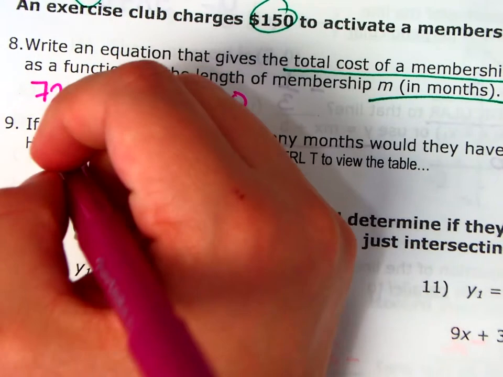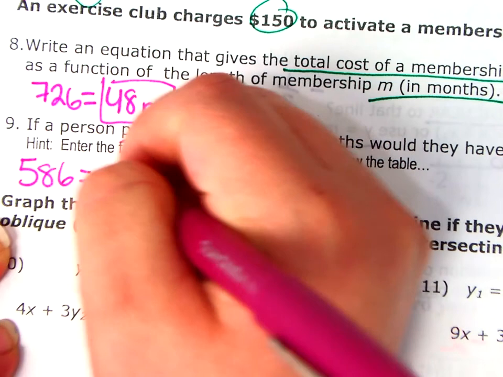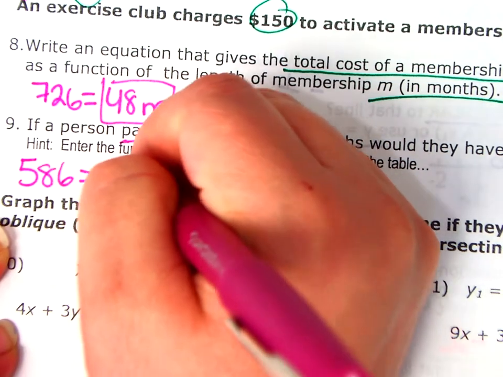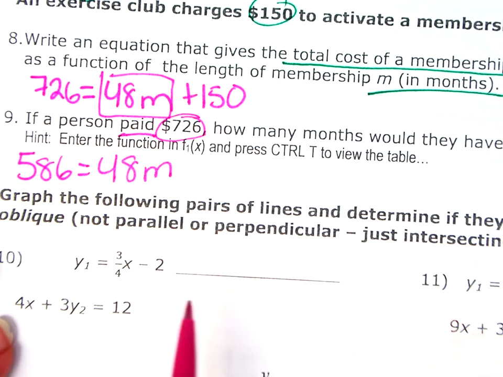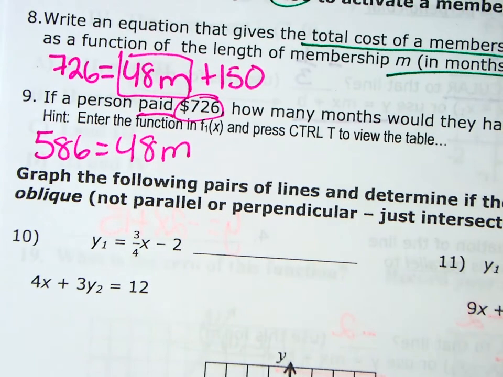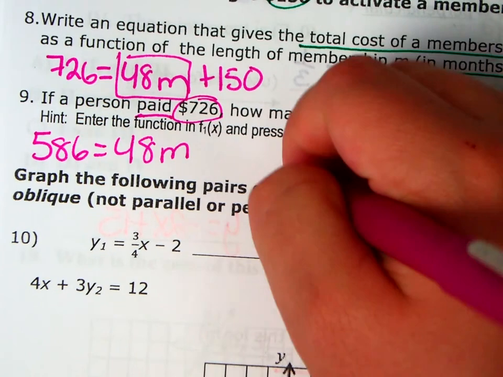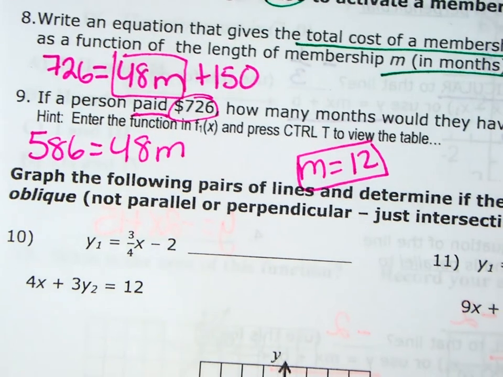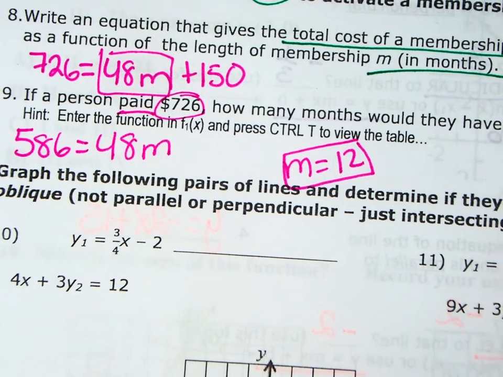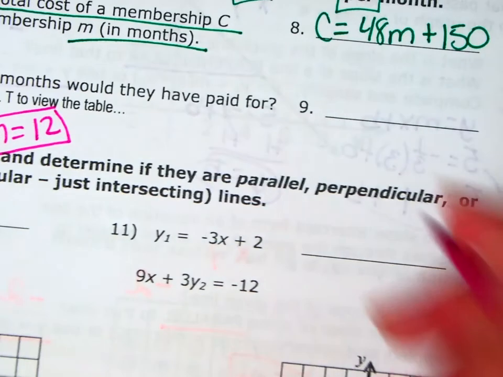And when I do that, I'm going to get 586 is equal to 48M. How do I get M by itself? Divide both sides by? Good. And you're going to get m is equal to 12. Okay? That's your answer. You're done. You just have to rewrite it over here.